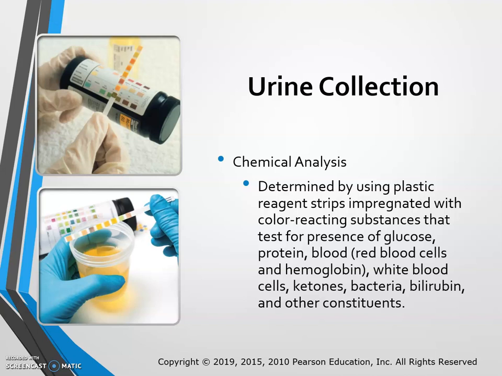Chemical urinalysis, which is the lab that's performed in class, is determined by using plastic reagent strips impregnated with color-reacting substances that test for presence of glucose, protein, blood, red blood cells and hemoglobin, white blood cells, ketones, bacteria, bilirubin, and other constituents. A lot of times a physician will order a urine sample on a patient with an altered mental status to give us a baseline before we draw blood.